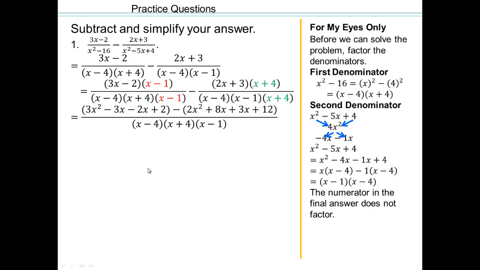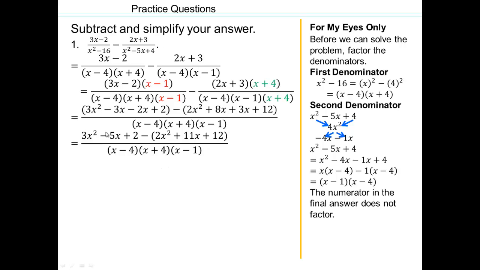And now what? Add like terms, right? This is 3x squared. -3x minus 2x will give me -5x. And this will be a +2. Here we're going to have 2x squared, plus 8x and 3x will give me 11x, plus 12.